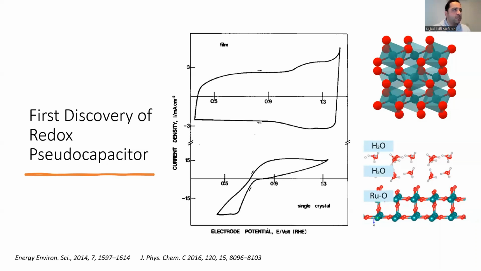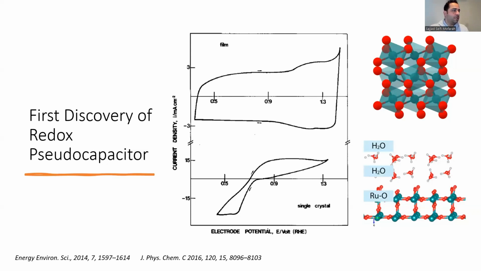The third one is the presence of structural water in the system that enables rapid proton transfer, which is called the inner surface. This is also very important if you want to have good redox pseudocapacitors when protons are involved in the reaction. And the last one is a larger outer surface area that decreases diffusion distances.